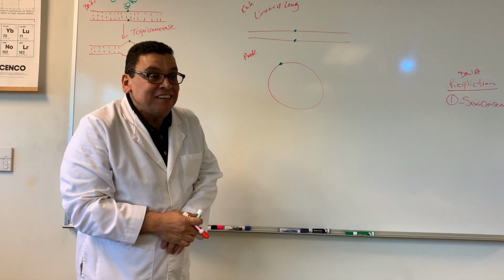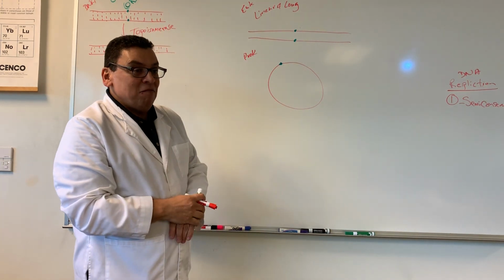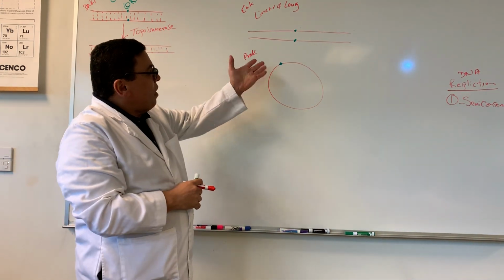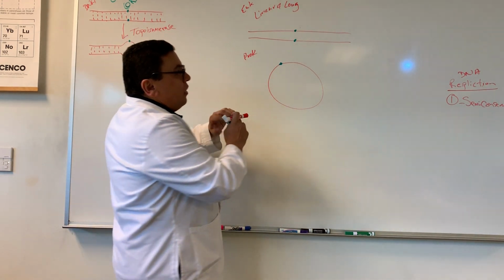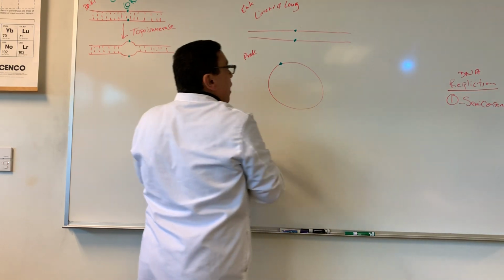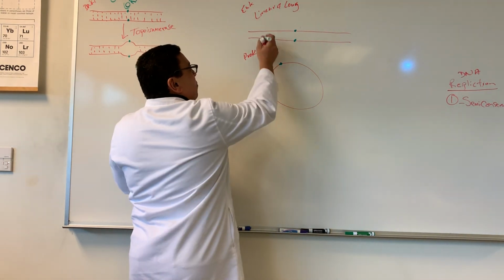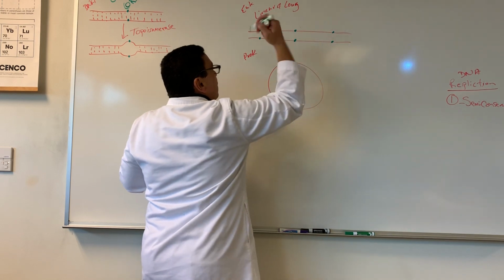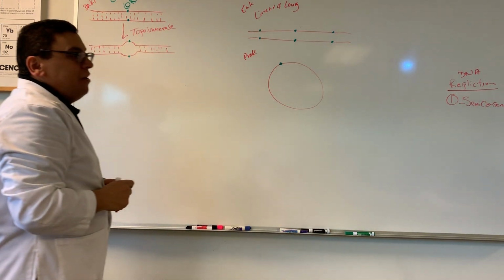You're dead. You can't afford that. You want your DNA copied right now. I'm not going to wait for this. It's a long piece of DNA. The only answer to this is, watch this, multiple origins of replication. That's the main difference between us and bacteria.